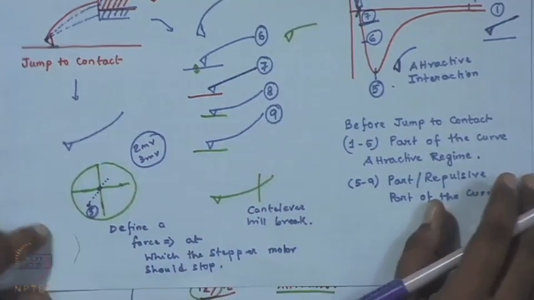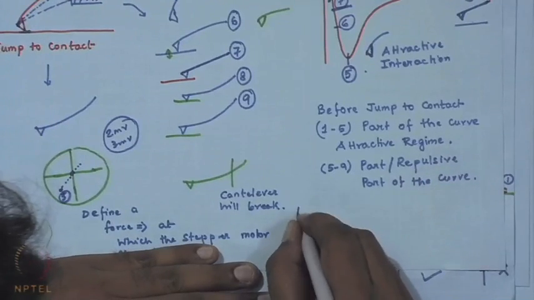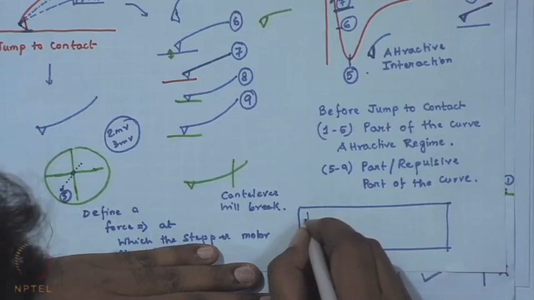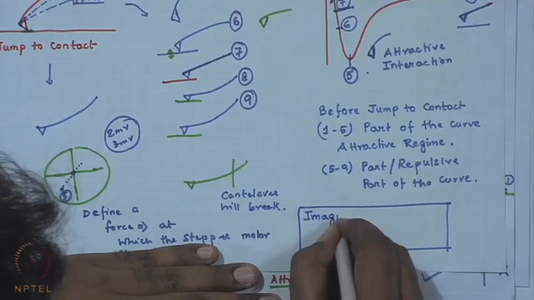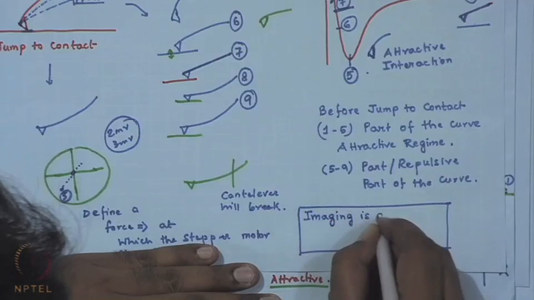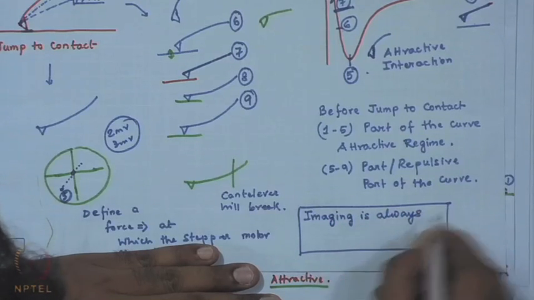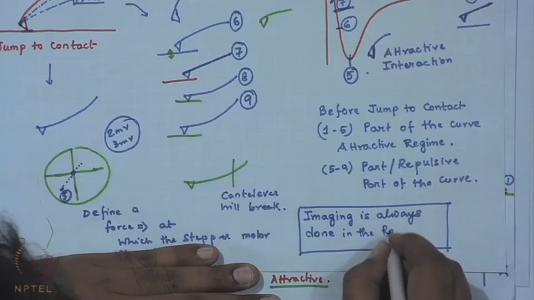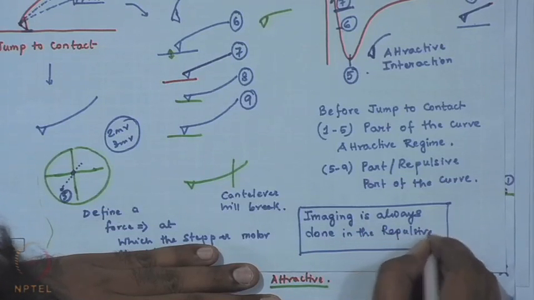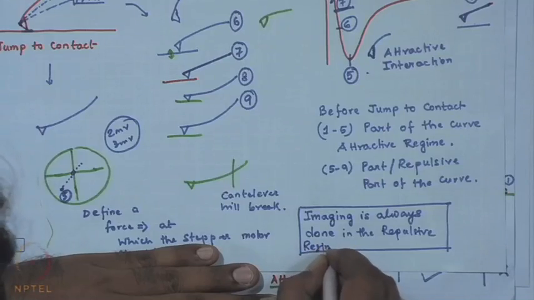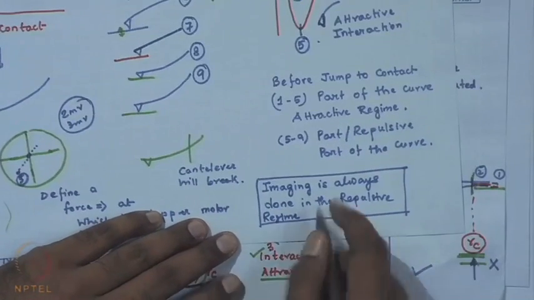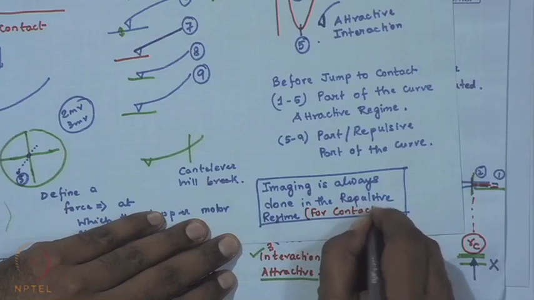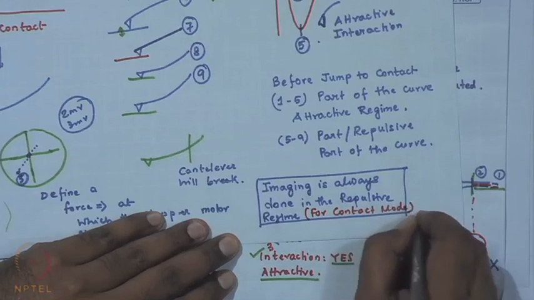But typically, remember that what we are going to discuss is contact mode AFM, but for other modes also, imaging is always done in the repulsive regime. Now, this is a gross statement, I would say. So, I will add for contact mode, which is the simplest one, and we are going to discuss it soon or shortly.